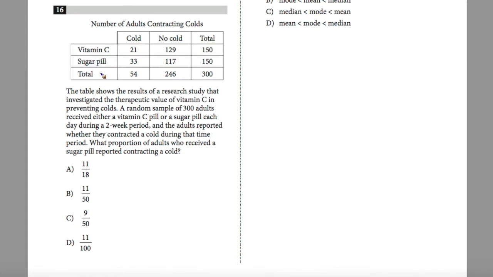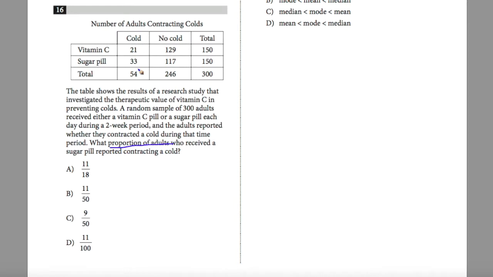Here I have a table illustrating vitamin C, sugar pill, total, cold, no cold, and total. The table shows the results of a research study that investigated the therapeutic value of vitamin C in preventing colds. A random sample of 300 adults received either a vitamin C pill or sugar pill each day during a 2-week period, and the adults reported whether they contracted a cold during the time. This is really what I care about. What proportion of adults who received a sugar pill reported contracting a cold?